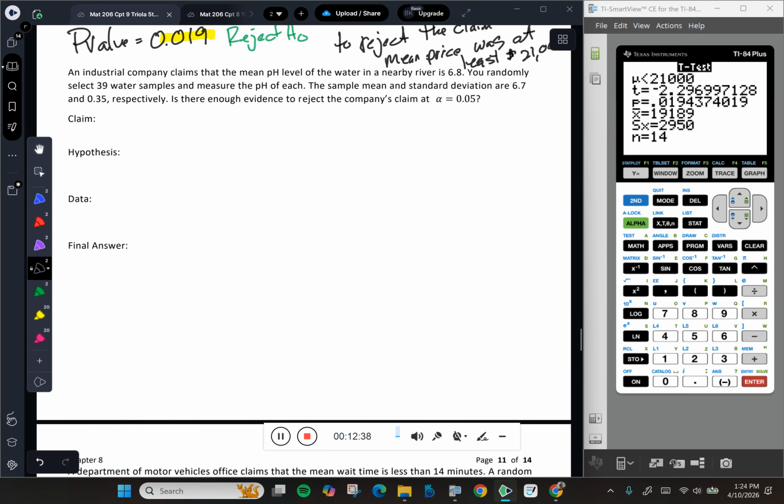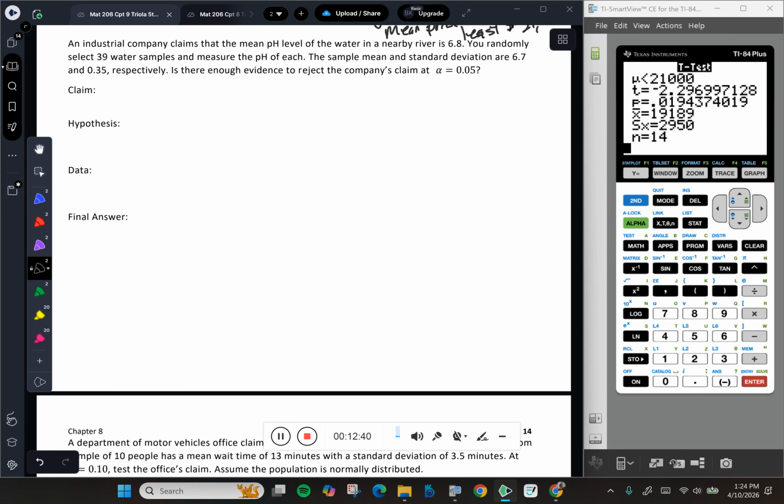Let's take a look at another one, see if we can make it make sense. All right, so an industrial company claims that the mean pH level of the water in a nearby river is 6.8. Claims mean is 6.8. Mean is 6.8. Right? That's a statement of equality. That means that's the null hypothesis.